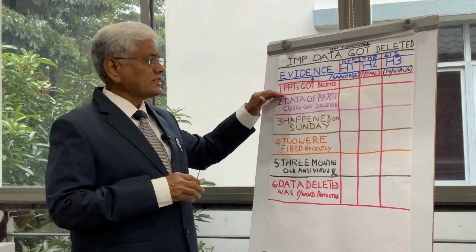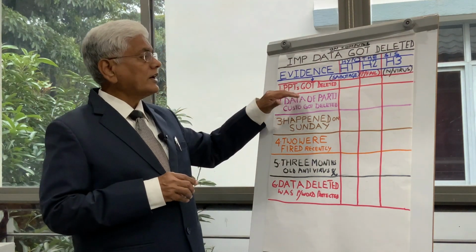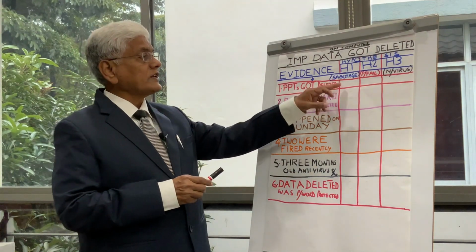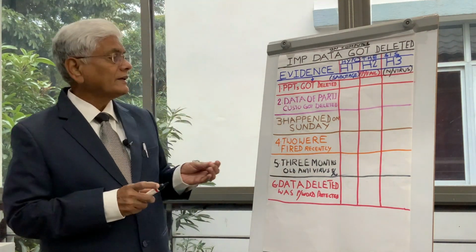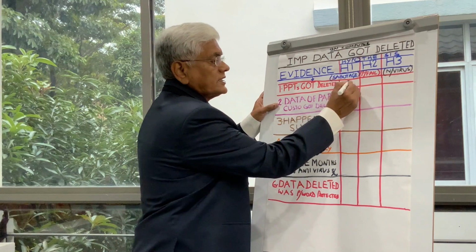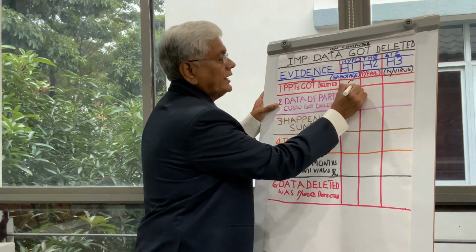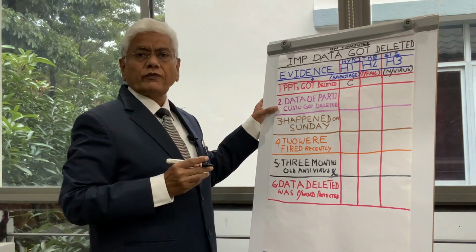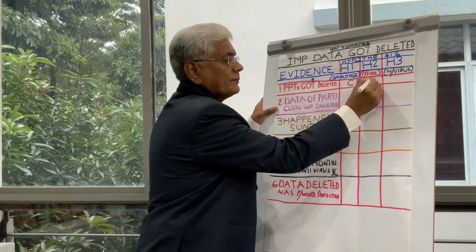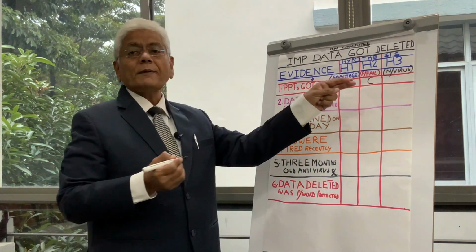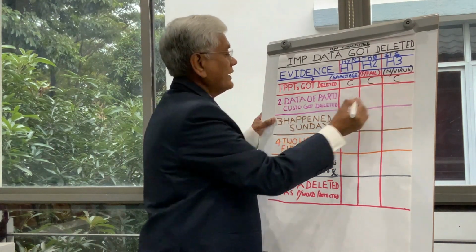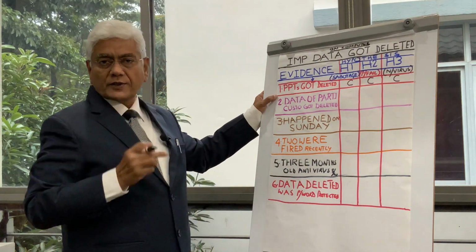Now let me take the first evidence: PPTs got deleted. Is it consistent with the first hypothesis, sabotage? Yes, it is consistent because sabotage will delete the PPTs. Second one, hypothesis power failure. Of course, it will delete the PPTs. Third hypothesis, virus. Of course, it deletes PPTs. So the first evidence is consistent with all hypotheses.